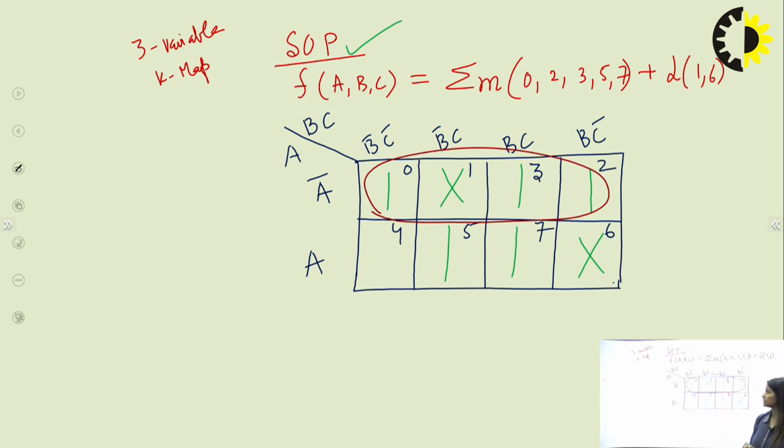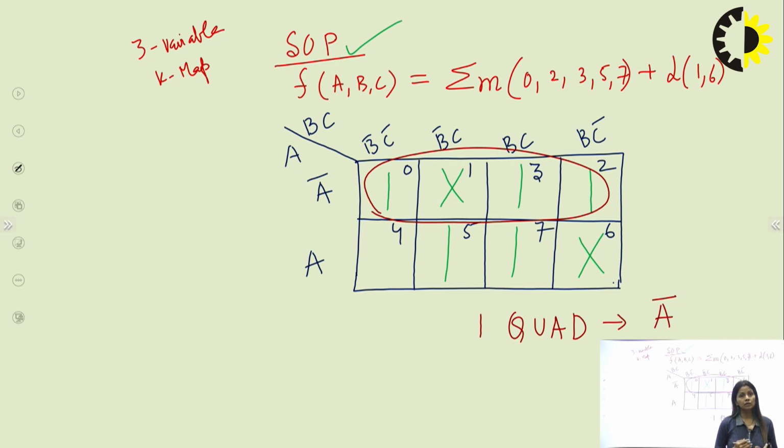So quad means these 4 I can make like this, right? So here this one quad I have made. Quad means group of 4, right? And this is just A bar. For all the entries, this A bar is common. Okay. So this is important. I am not getting any octet. But I am getting one quad here.